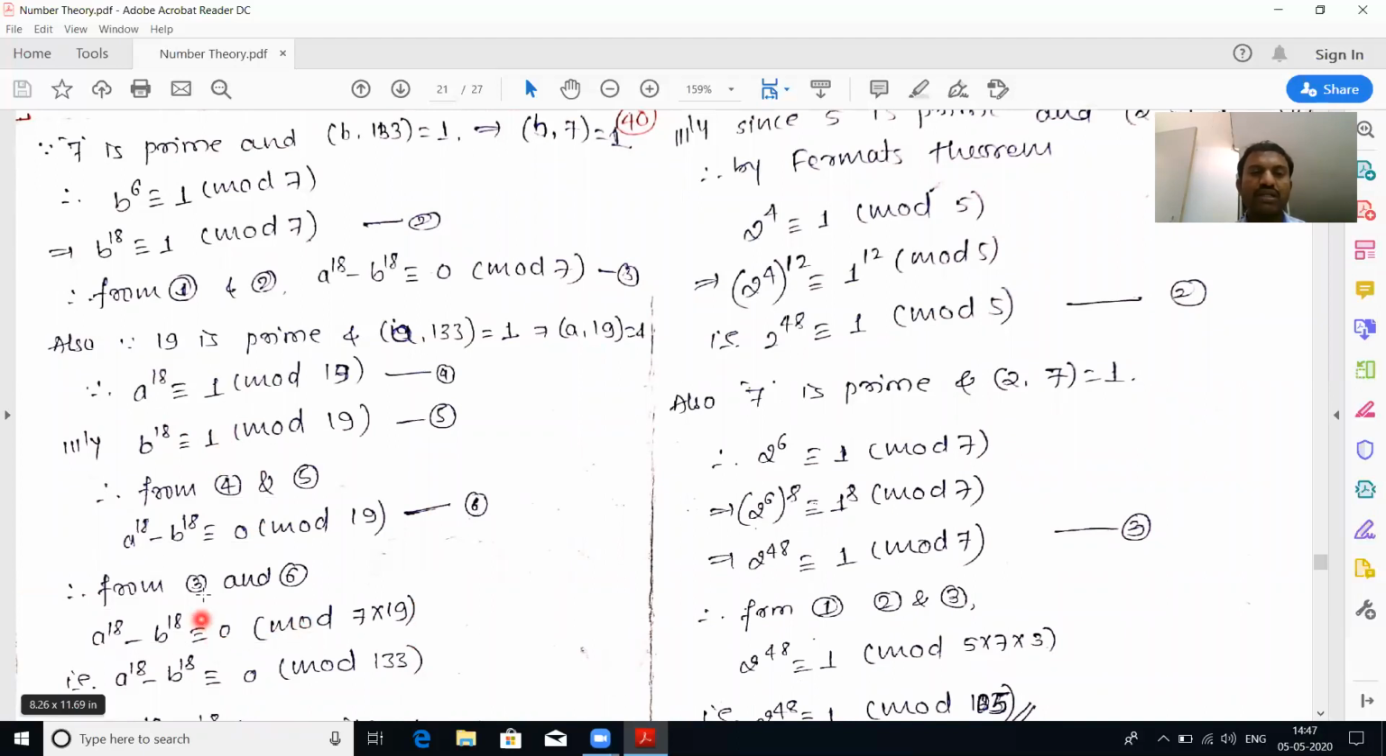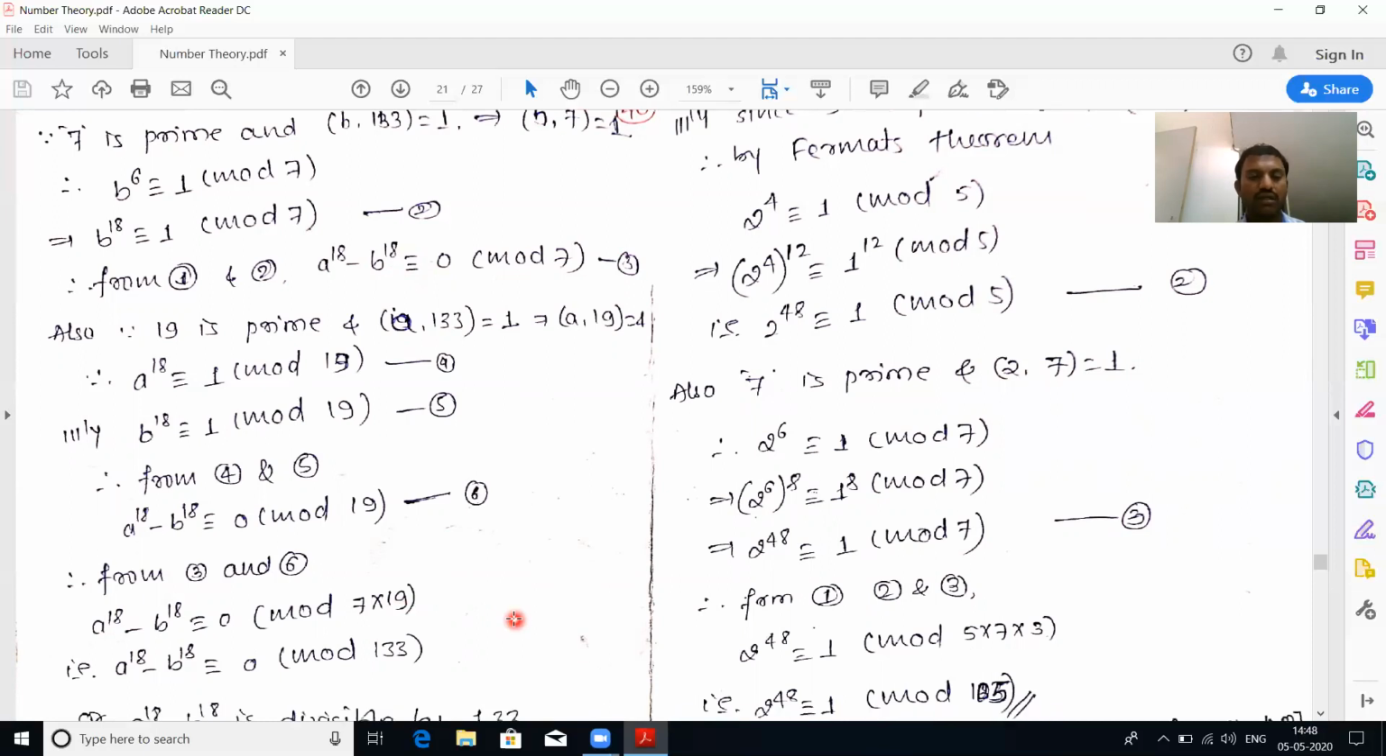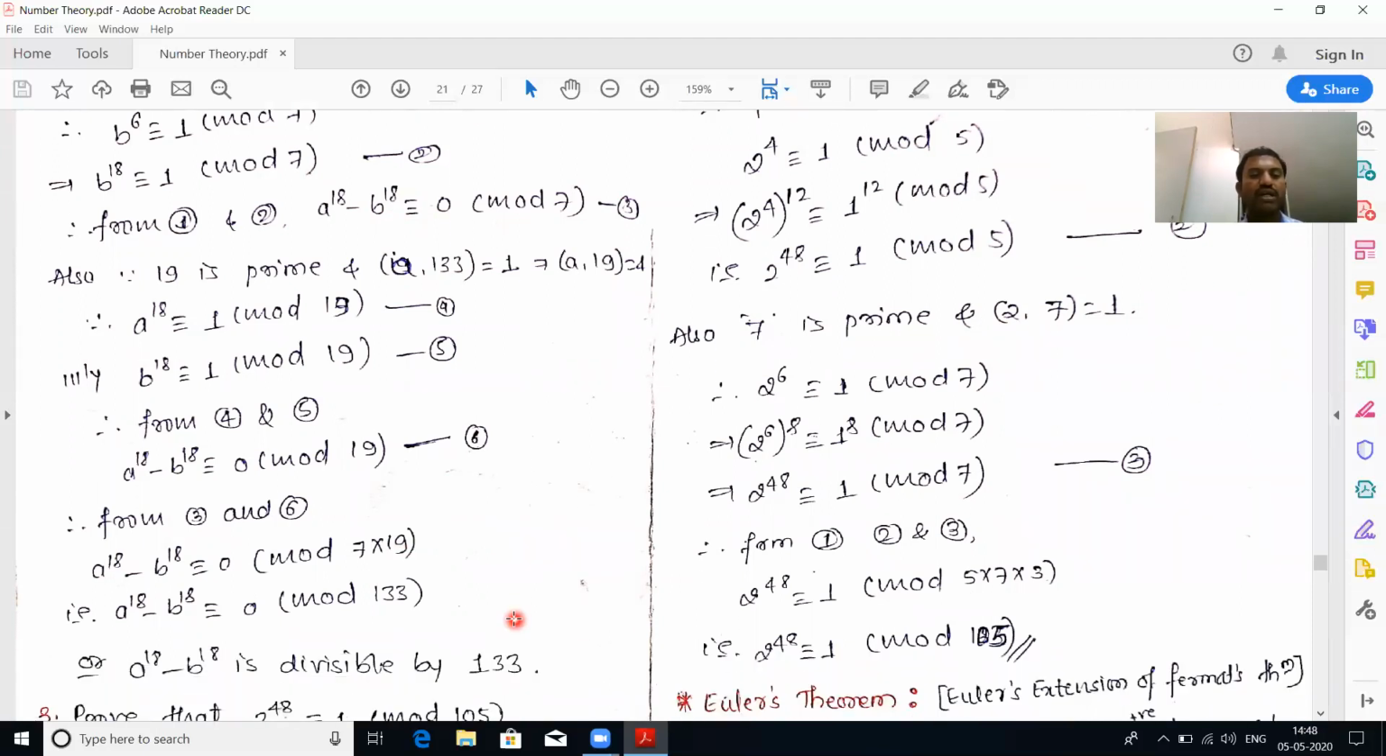Therefore, see, a raised to 18 minus b raised to 18 is congruent to 0 mod 7, and a raised to 18 minus b raised to 18 is congruent to 0 mod 19. Therefore, by combining equations 3 and 6, we are getting a raised to 18 minus b raised to 18 is congruent to 0 mod 7 into 19, that is 133. That is what we got here: a raised to 18 minus b raised to 18 is congruent to 0 mod 133, or 133 divides a raised to 18 minus b raised to 18, or a raised to 18 minus b raised to 18 is divisible by 133.